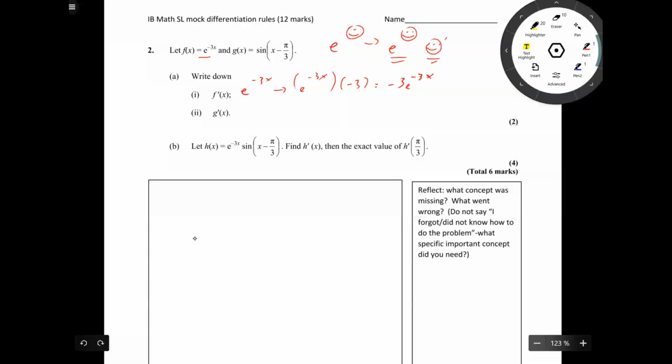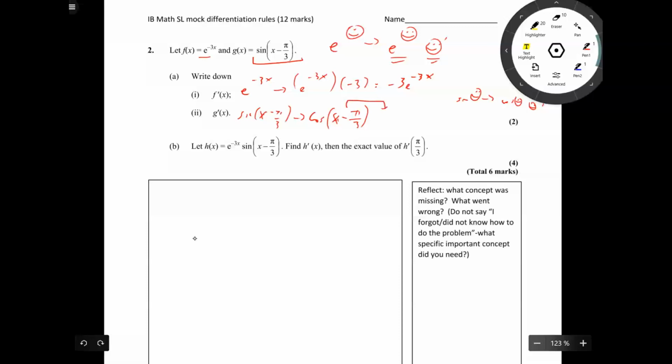Let's do the next one. G dash, the derivative of sine of x minus pi over 3. So the derivative of sine of something is equal to cosine of something times the derivative of the something. So we're going to put here sine x minus pi over 3, right? And we're going to take the derivative of it, and we'll get cosine of something. And in the something, we're just going to write down the exact same thing. And then we're going to take the derivative of the inside and multiply times the chain rule.